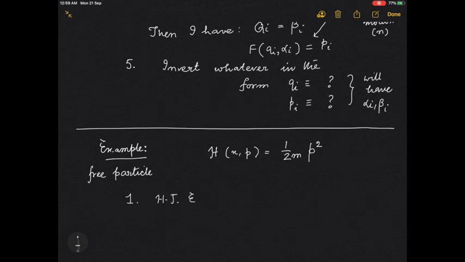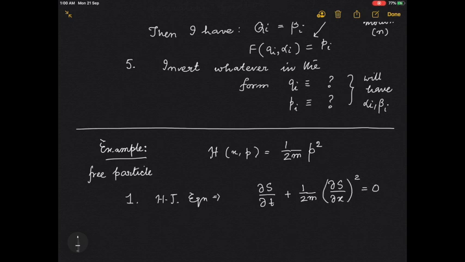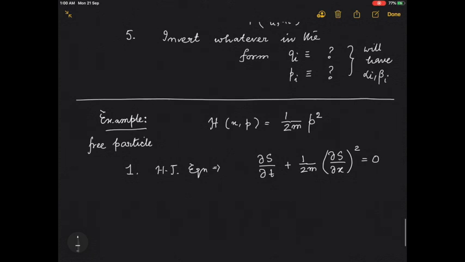Okay. So what is the Hamilton-Jacobi equation? Step 1, write down the Hamilton-Jacobi equation. So the Hamilton-Jacobi equation is del S del t plus H, which is 1 by 2m, p square, that is del S del x whole square, equals 0.